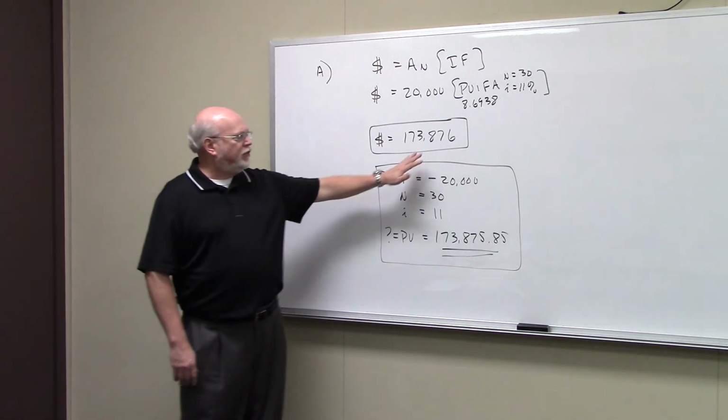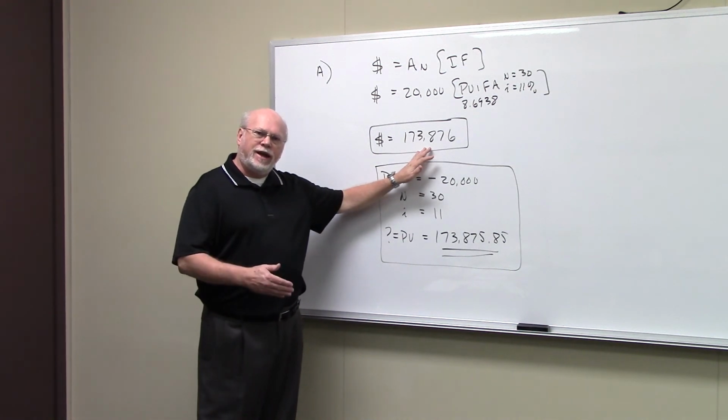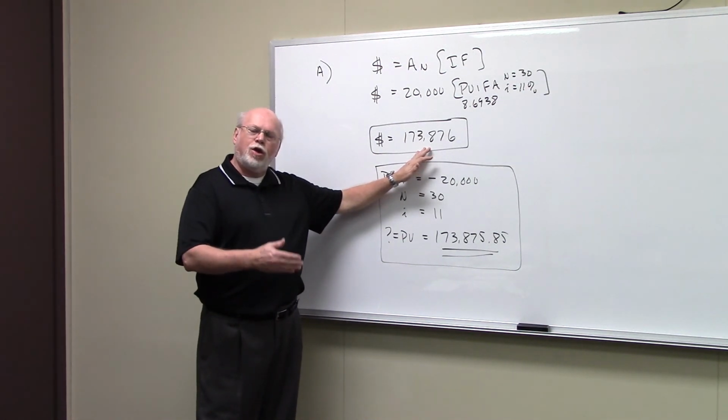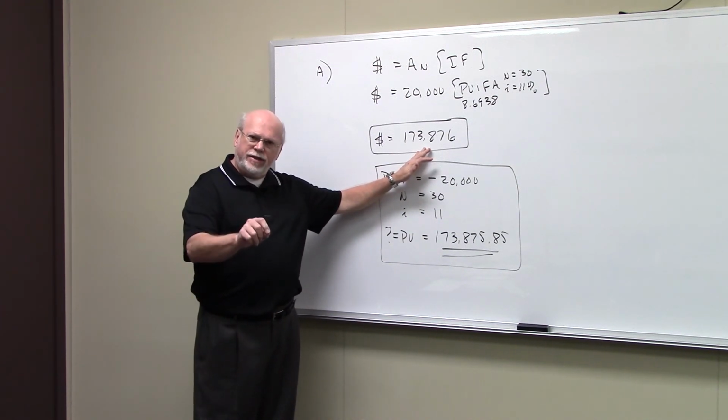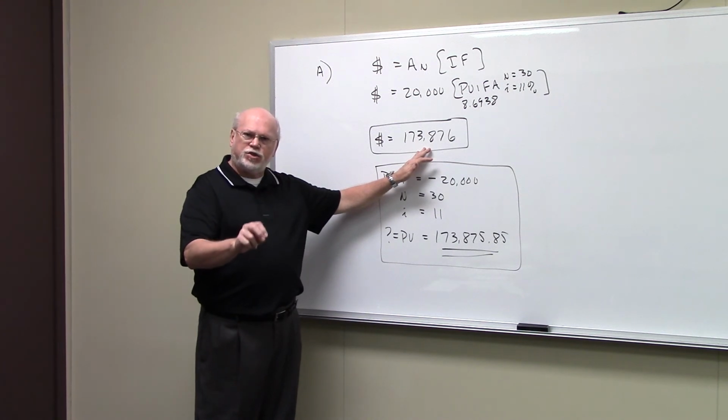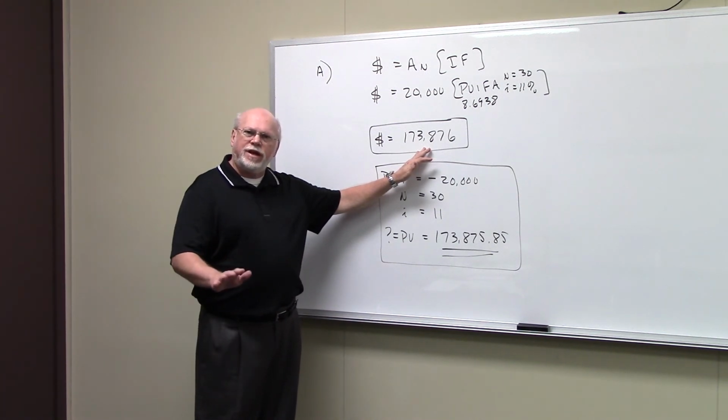$173,876. So if you have this much money in an account when you retire, from that account you could withdraw $20,000 a year for 30 years. And at the end of the 30th year, when you take out that last $20,000 payment, there'd be nothing left in the account.